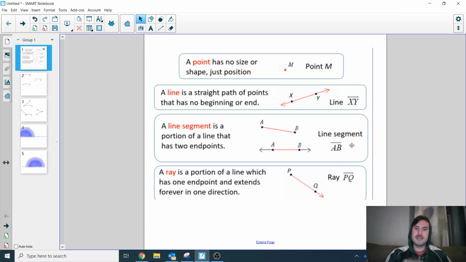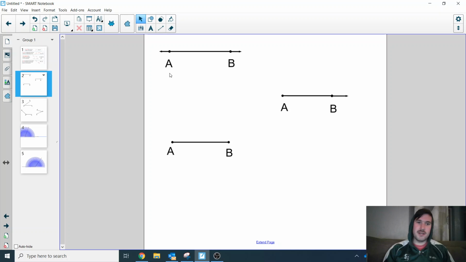A line segment is just a line segment. You can put a dot at the beginning and a dot at the end. Here we have A and B on our line segment. Those are our points. Our line segment travels through point A and point B. In a ray, the first point listed is always going to be the end point, and the second point is in the direction of the arrow. So PQ starts at P and goes on forever past Q. That's our ray.